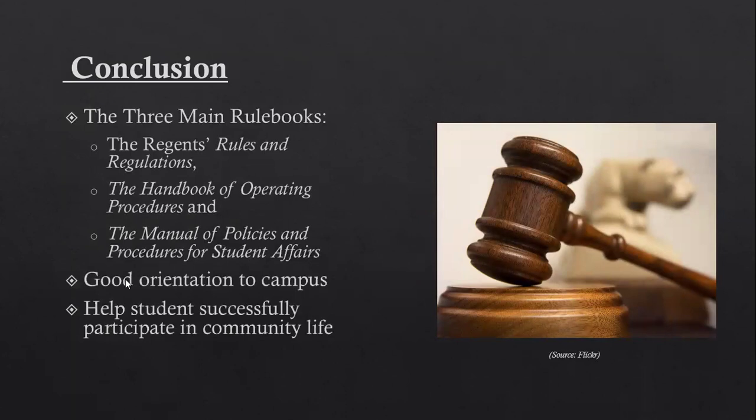In conclusion, the Regents' Rules and Regulations, the Handbook of Operating Procedures, and the Manual of Policies and Procedures for Student Affairs all help the advocate orient to campus. From this information, the advocate can form effective strategies for relating to others, especially to authorities, and successfully participate in community life while advocating for their cause. Therefore, every student should become familiar with these three main rulebooks for campus advocacy success.